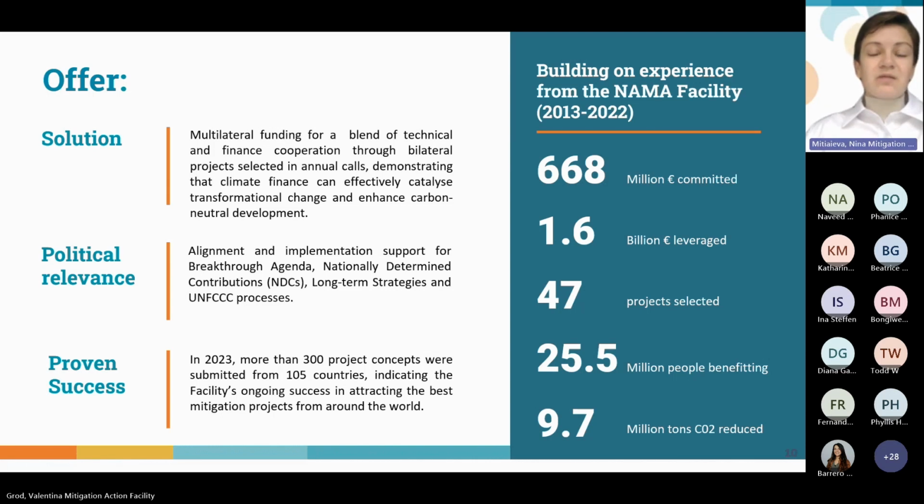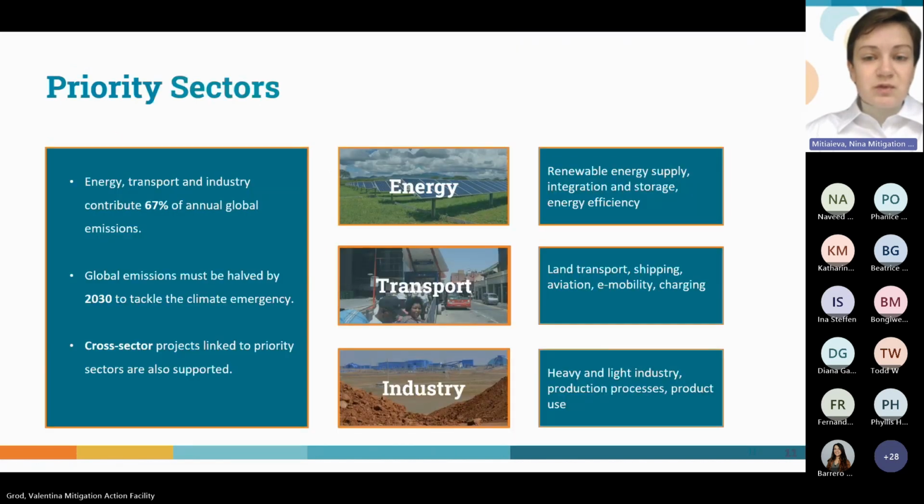Another key aspect of the Mitigation Action Facility is its focus on priority sectors. These are the sectors of energy, transport, and industry. Annually, they contribute cumulatively 67% to global emissions, and that's why they are targeted by the Mitigation Action Facility, considering the immense potential within those sectors in terms of the reduction of greenhouse gas emissions.